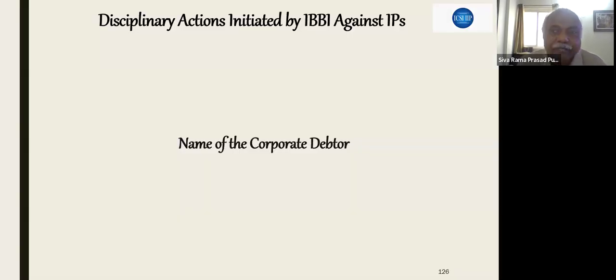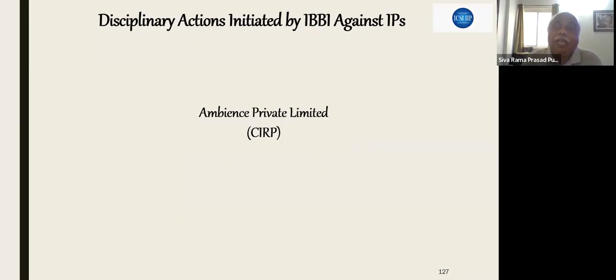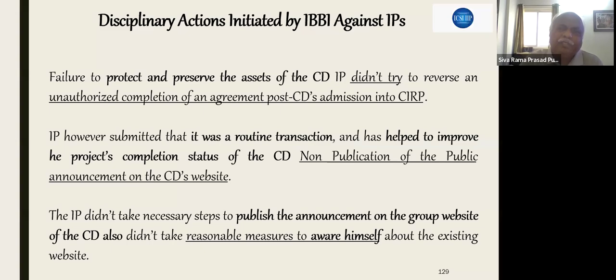Name of the corporate debtor: Ambience Private Limited, a CIRP case. What are the contraventions? Failure to protect and preserve the assets of the CD. The IP did not try to reverse an unauthorized completion of an agreement post the CD's admission into CIRP.